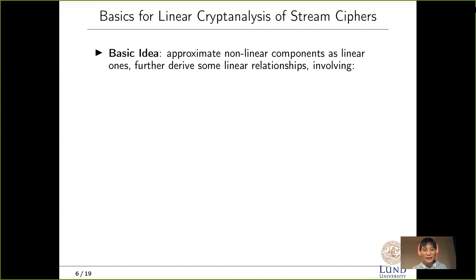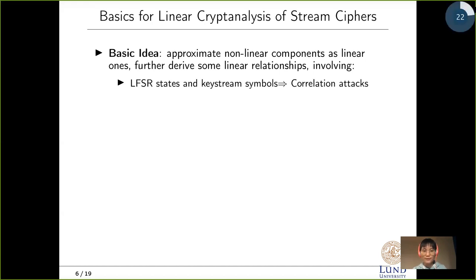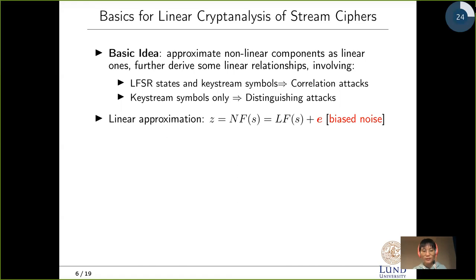Before going into the details, I'd like to first give some basics for the linear cryptanalysis of stream ciphers. The basic idea is to approximate nonlinear components as linear ones and further to derive some linear relationships. If this linear relationship involves both the LFSR states and the keystream symbols, it would result in a correlation attack. Well, if these linear relationships only involve keystream symbols, it will give a distinguishing attack. For the linear approximation, if we express the output keystream symbols z as the output from a nonlinear function nf, we can approximate it as a linear function lf plus the noise e, which would be biased.